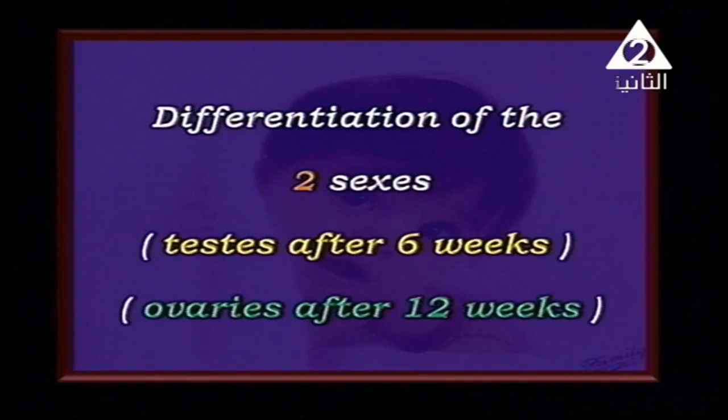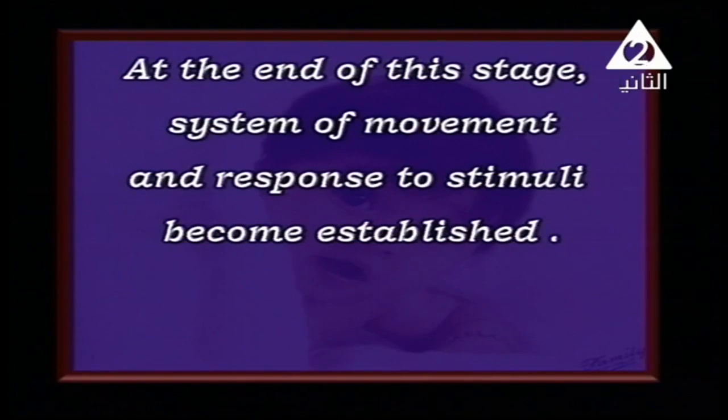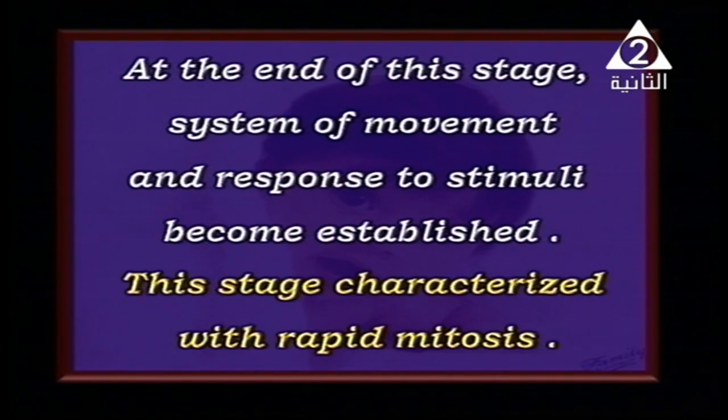After that, differentiation of the two sexes: testes after 6 weeks, ovaries after 12 weeks, okay? We have a difference between male and female, 6 weeks for testes and 12 weeks for ovaries. At the end of this first stage, the system of movement like the skeletal system, and response to stimuli become established. This stage is characterized by rapid mitotic division, for differentiation, as we said.